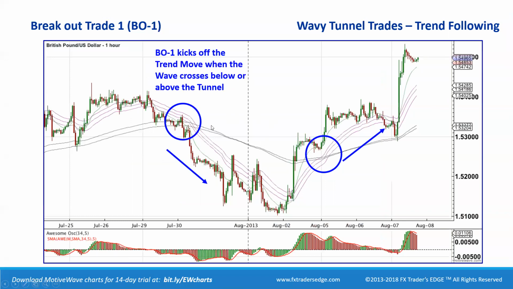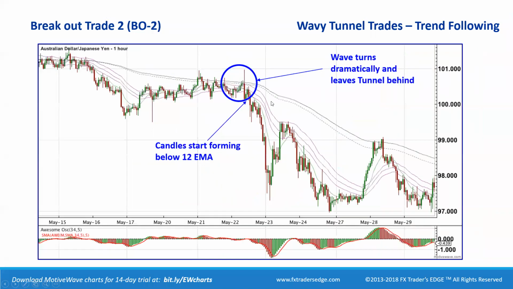So that's the breakout one. The breakout one kicks off the trend move. The breakout two is the pullback of the breakout one. It's like the wave two, right? Price comes down and then the market retraces and the wave comes back up to the tunnel before moving down again in a wave three.